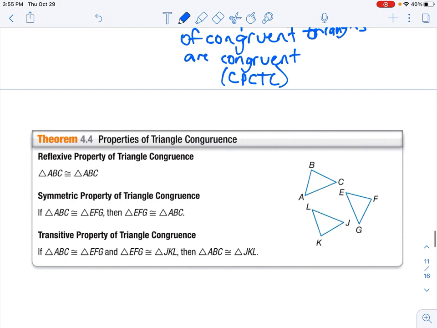All right, and last slide here, we have properties of triangle congruence. I told you at the beginning of the year, we're going to have reflexive, symmetric, and transitive properties, a whole bunch. It also works with triangles. A triangle is congruent to itself. Two triangles are congruent to each other no matter which way you write it. And then the transitive property, if two triangles are congruent and the second one is congruent to another one, then the first and the last are also congruent.